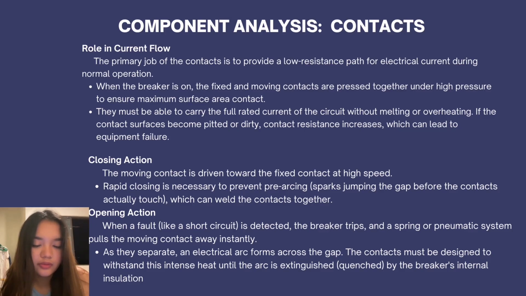The opening action, or breaking the circuit, happens when a fault, like a short circuit, is detected. The breaker trips and a spring or pneumatic system pulls the moving contact away instantly. As they separate, an electrical arc forms across the gap. The contacts must be designed to withstand this intense heat until the arc is extinguished or quenched by the breaker's internal insulation like air, oil, vacuum, or SF6 gas.